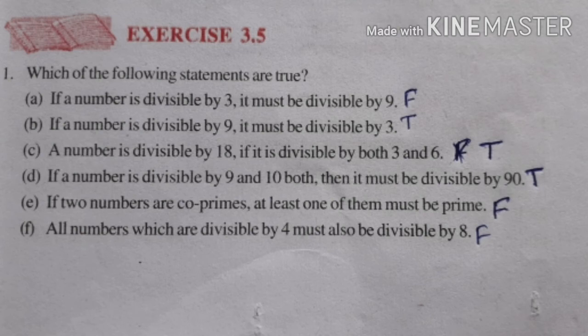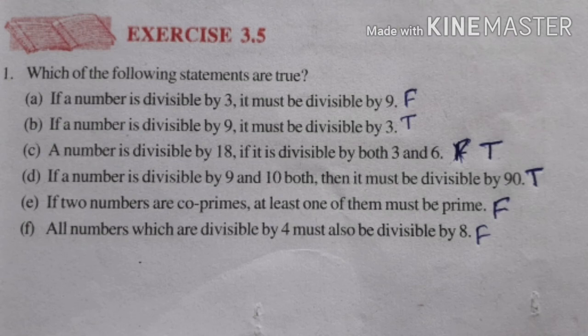the remaining statements are: a number is divisible by 18 if it is divisible by both 3 and 6. The statement is true. If a number is divisible by 18, for example 36 is divisible by 18, then it is divisible by 3 and 6 also. Fourth one: if a number is divisible by 9 and 10 both, then it must be divisible by 90. Take for example 180. 180 is divisible by 9 and 10 both, so it must be divisible by 90.